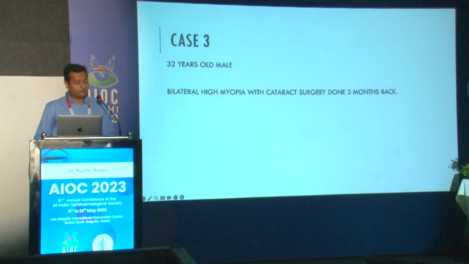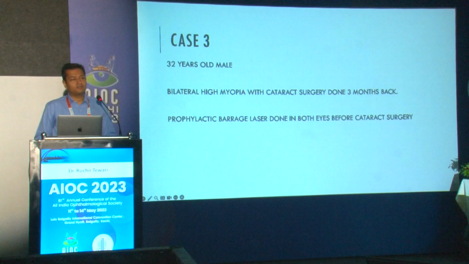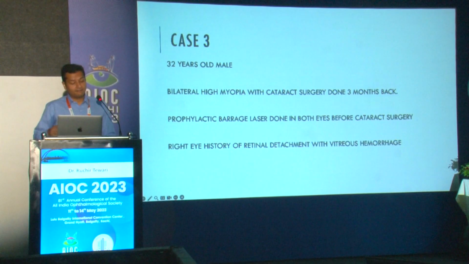The third patient is a 32-year-old male, bilateral high myopia with cataract surgery done 3 months back. So prophylactic laser, barrage laser was done in both eyes. Patient had lots of lattices, peripheral degeneration. Right eye did develop a retinal detachment with vitreous hemorrhage after the cataract surgery, which was operated.